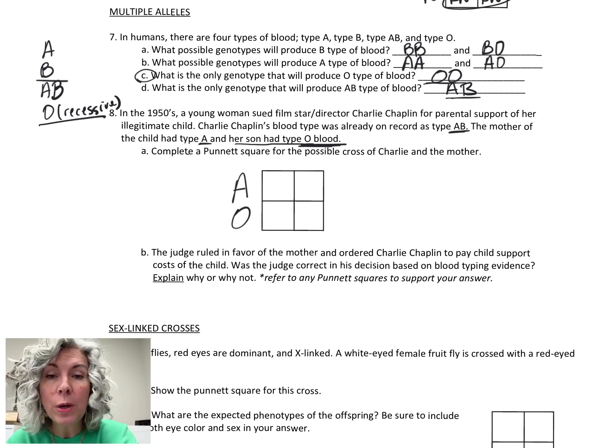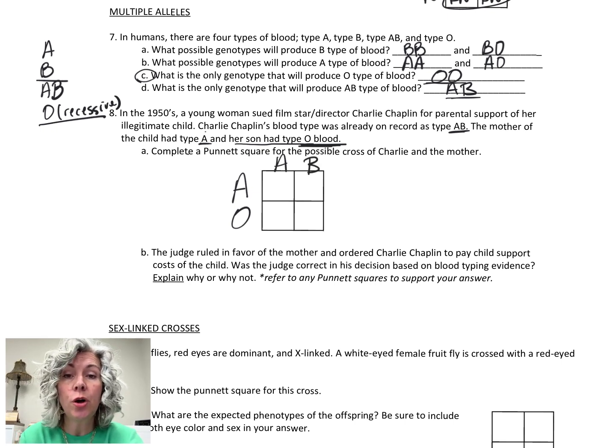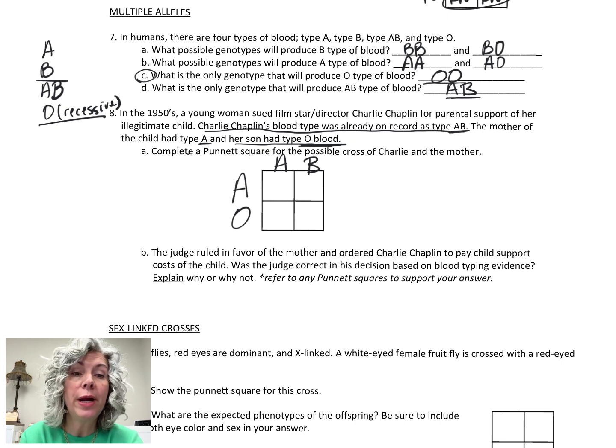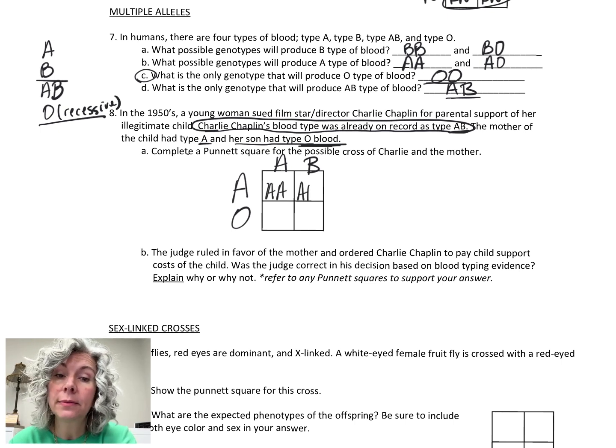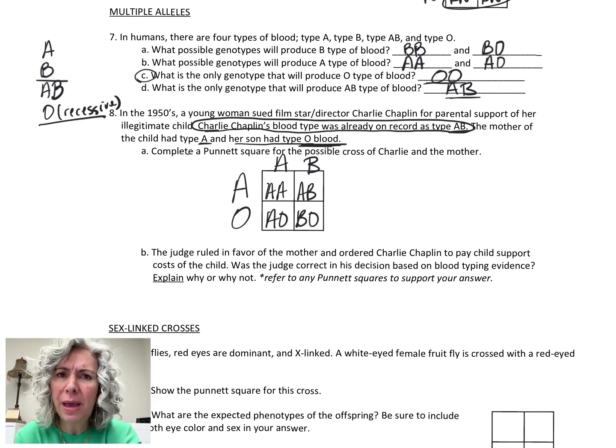We know Charlie is AB. The question tells us Charlie Chaplin's blood type was already on the record as type AB. So there's Charlie, AB. Okay? Fill in the squares. Baby could be type A. Baby could be type AB. Baby could be A. Baby could be B. But could the baby be O? No. Baby couldn't be O.